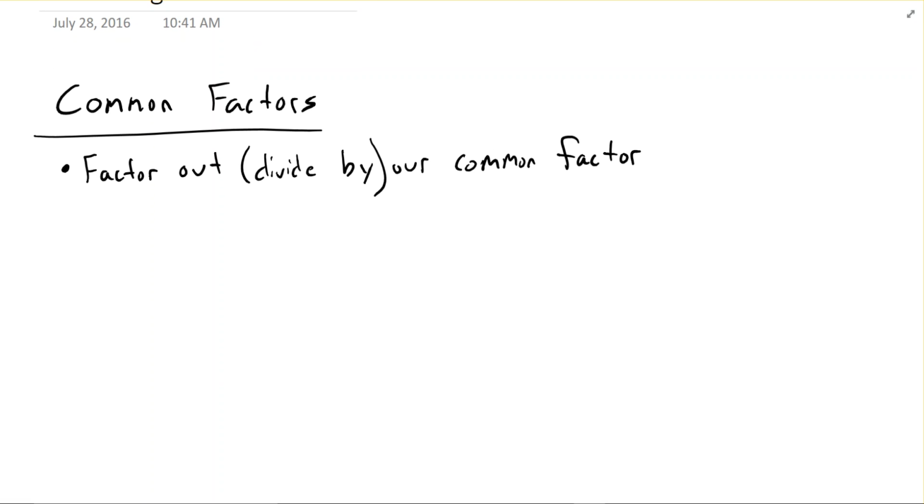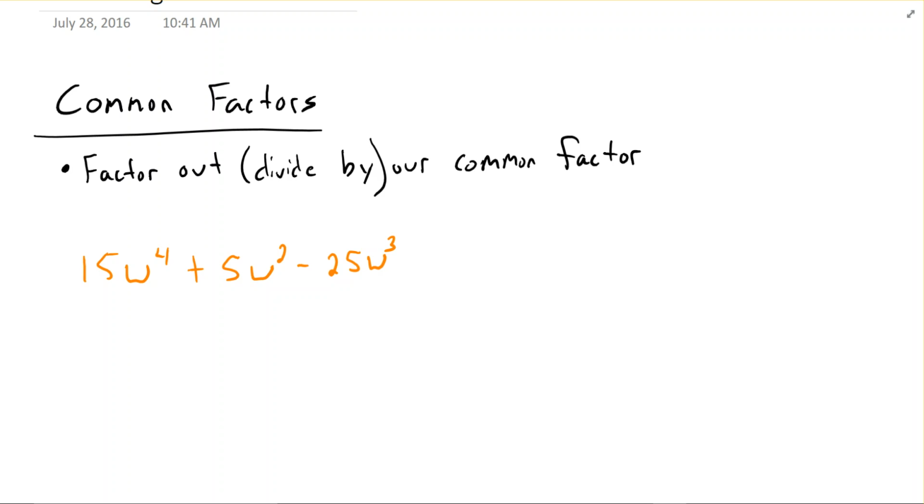So pause the video wherever you need to, to catch up to where I'm at. Don't feel like you need to be rushed here. Get this written down, and then write down this: 15w to the 4 plus 5w squared minus 25w to the 3.